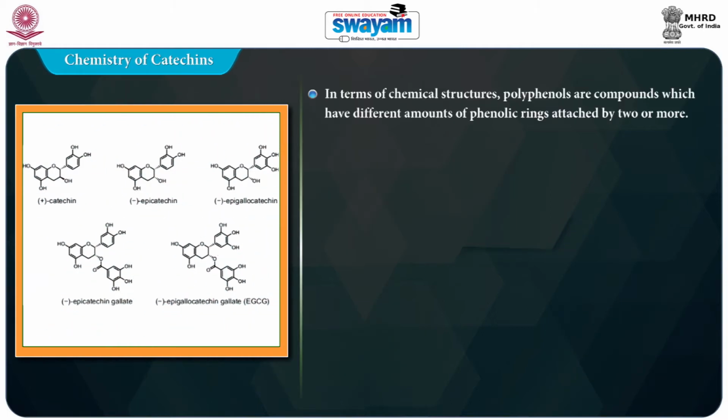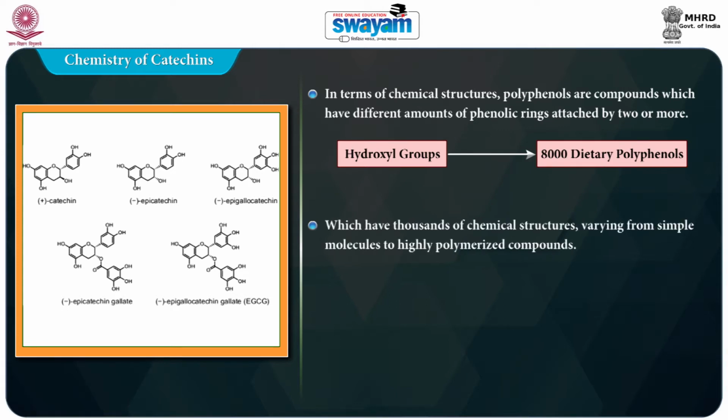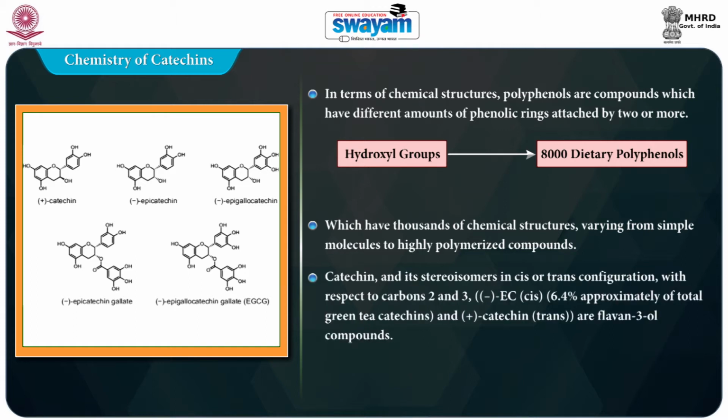In terms of chemical structure, polyphenols are compounds which have different amounts of phenolic rings attached by two or more hydroxyl groups, resulting in more than 8,000 dietary polyphenols, which have thousands of chemical structures ranging from simple molecules to highly polymerized compounds. Catechin and its stereoisomer are in cis or trans configuration with respect to carbon 2 and 3.